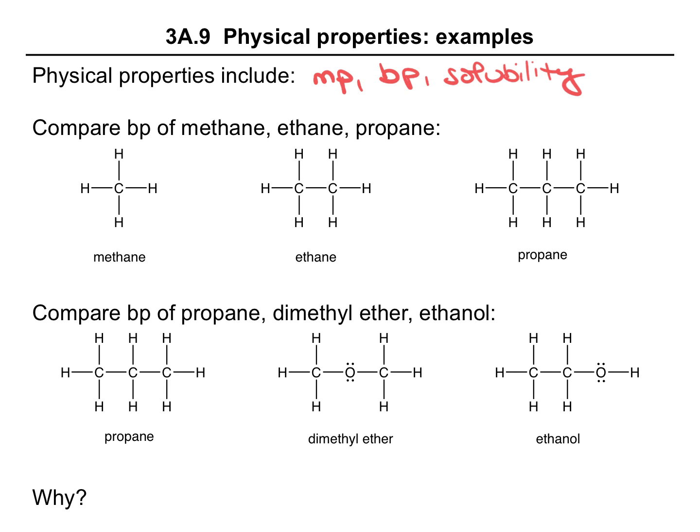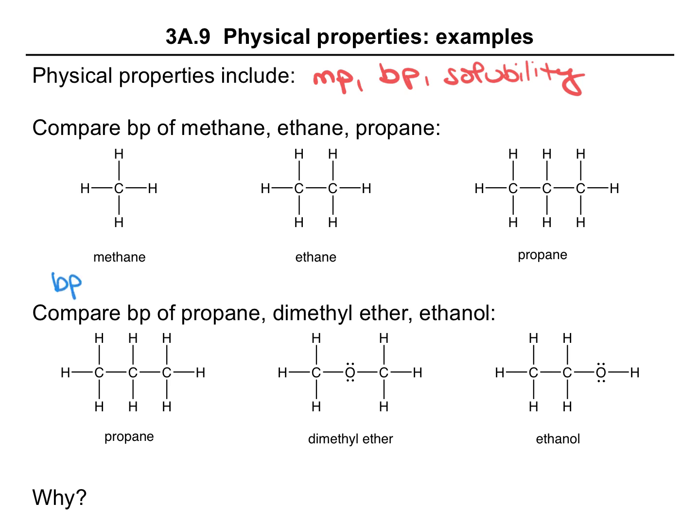There are a number of other physical properties we could consider, but these will be our main focus, both in lecture and in lab. Let's start by looking at some of the simplest organic molecules, which would be the alkanes. This is methane, which has only one carbon, ethane, an alkane with 2 carbons, and propane, an alkane with 3 carbons. And let's consider the boiling points of these compounds.